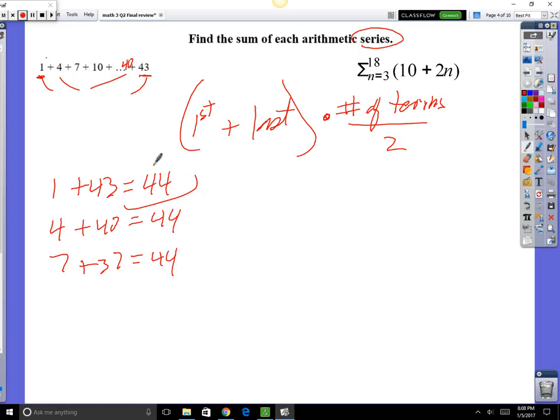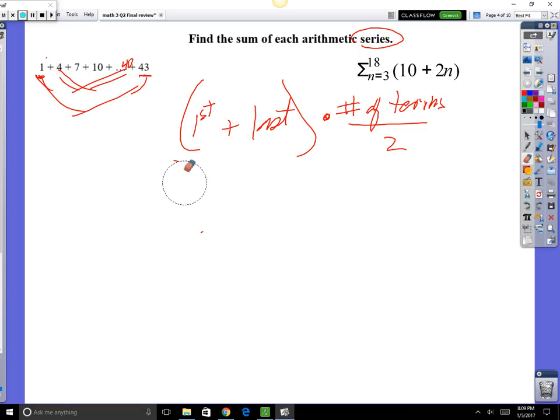So the question is, how many of these 44s are there going to be? So you find the total number of terms in the list and you divide it by 2 because you're pairing them up. So it's the number of pairs. So that's your formula. Make sure you have that in your notes handy for the test.